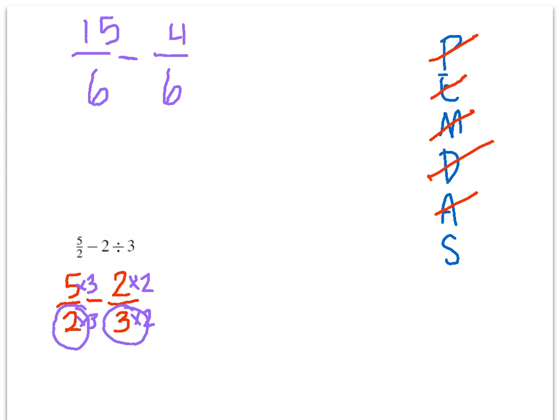Remember the subtraction sign. I have 15 minus 4 for the numerators, and I know that's going to equal 11. And the denominator stays the same at 6. So 11/6 is your final answer.